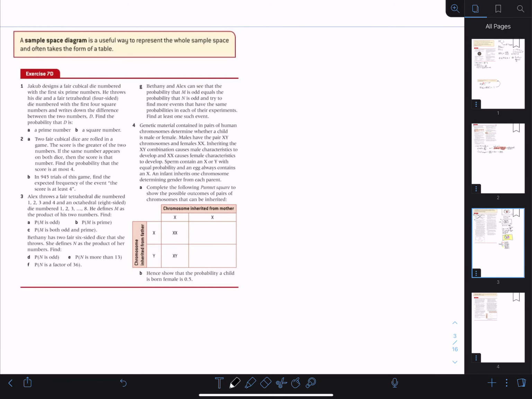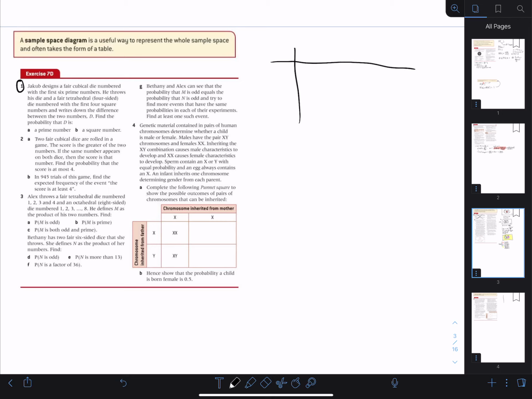Sample space is you make a little table listing off everything. If I look at this one, it's not used that often, but you can almost visualize them because usually they just stick to dice, 6-sided dice, or dice and flipping coins, or some variation where it's fairly straightforward. So this one, for example, in number 1, a fair cubical die numbered with the first 6 prime numbers. He throws his die and a fair tetrahedral 4-sided die numbered with the first 4 square numbers and writes down the difference between the 2 numbers. Oh my goodness, they've gone mad.